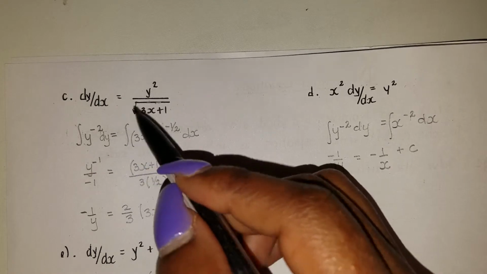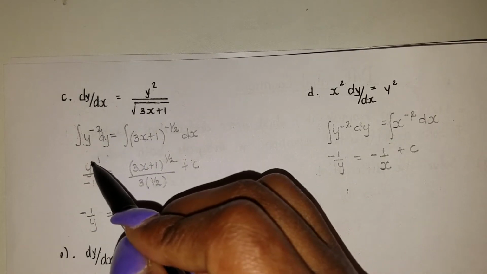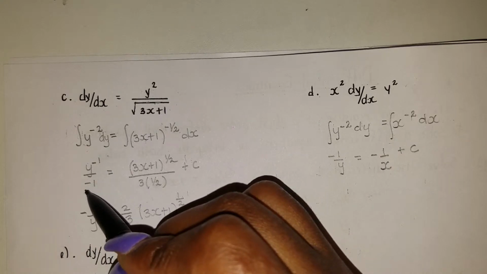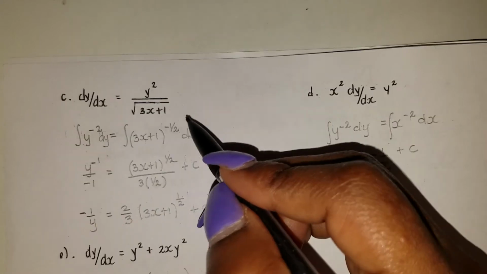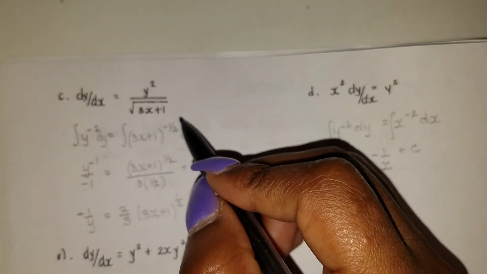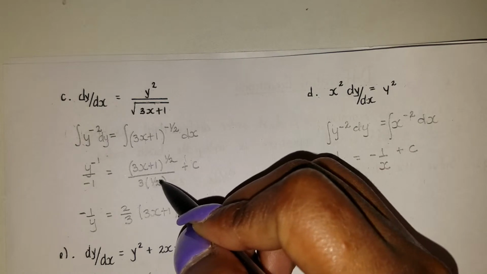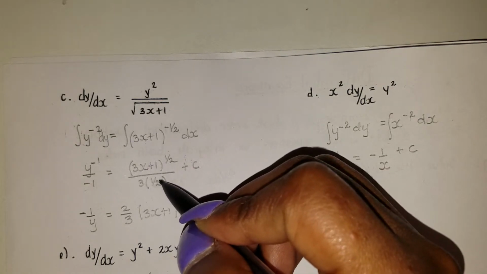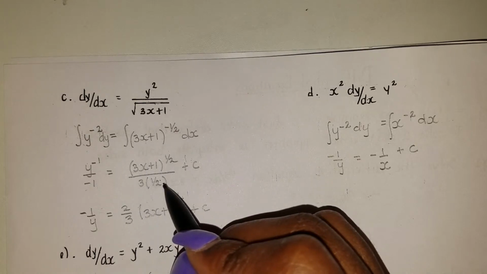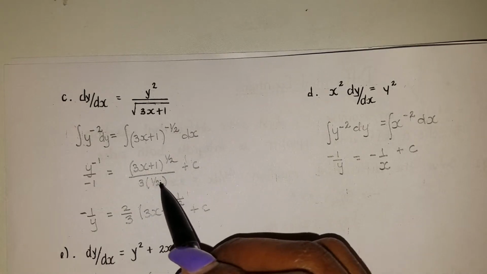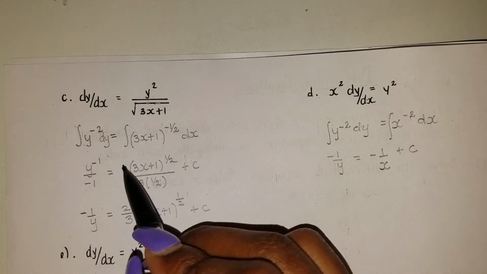Now we can integrate. If I add 1 to the power, we get negative 1, then we divide by negative 1. On this side, it's a linear factor, so when I add 1 to negative half, I get half, and I divide by half. But if you recall, when we do that, we have to multiply by a, which is the coefficient of x. So now we have 3 times a half is 3 over 2, which gets brought up as its reciprocal, 2 over 3.